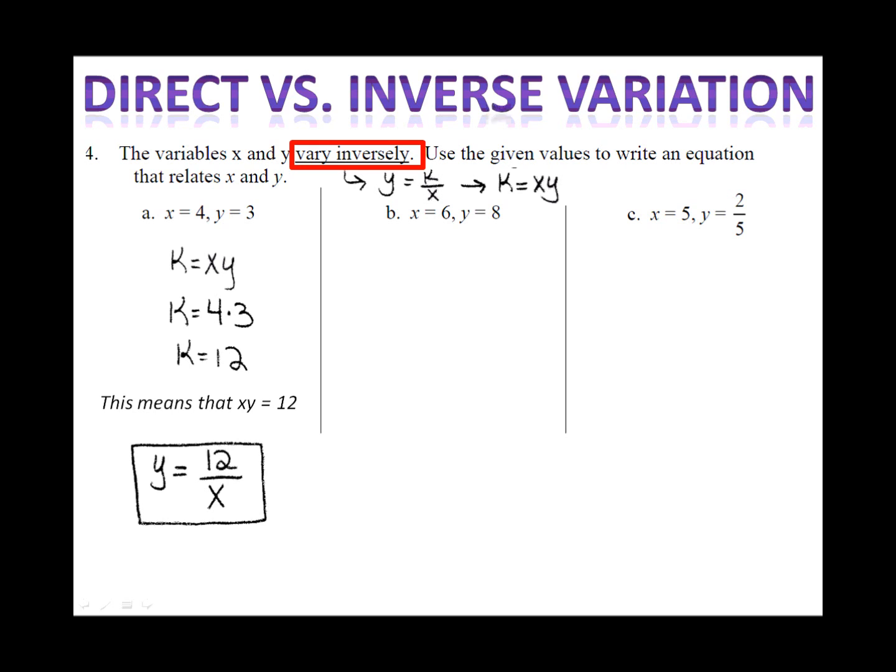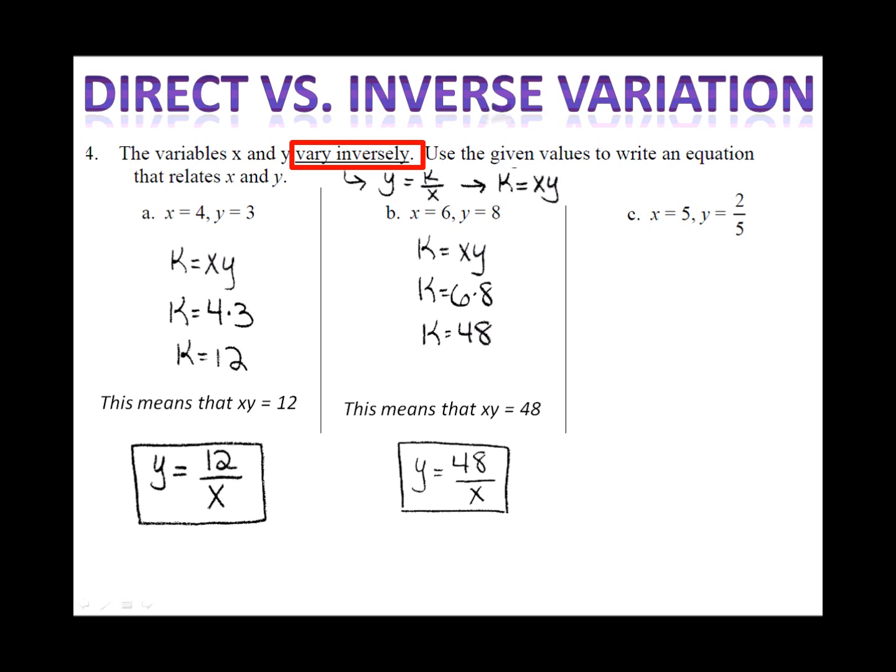In example B, it's the same kind of thing. K is x times y. In this case, that's 6 times 8, which is 48. That means x times y equals 48. Whatever my two numbers, x and y, are, they'll always multiply to 48. Again, because we usually like y alone on the left-hand side, we'll divide both sides by x, and we'll end up with y equals 48 over x.